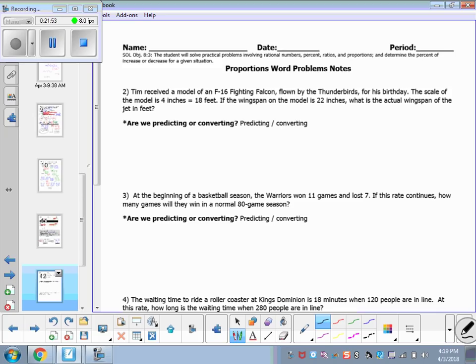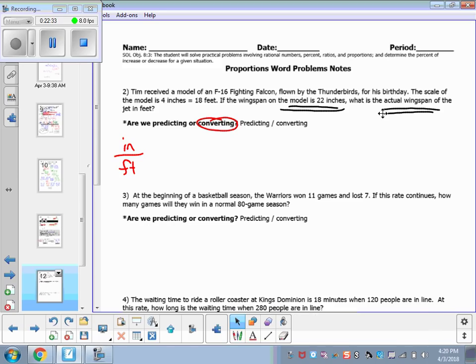If Tim received the model for his birthday, and the scale of the model used is that 4 inches represents 18 feet, we can use that to figure out the actual wingspan of the jet in feet if we know the length of the model in inches. We are not predicting anything in this situation, folks. At this point, we are straight up converting inches to feet. And there we have it written with words.